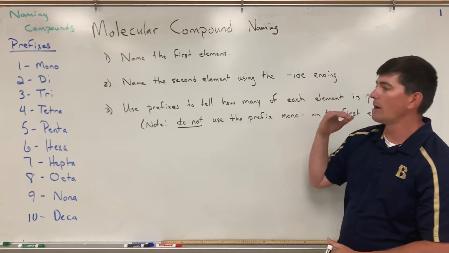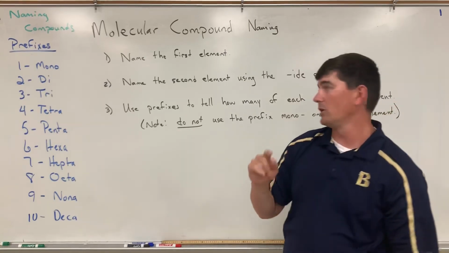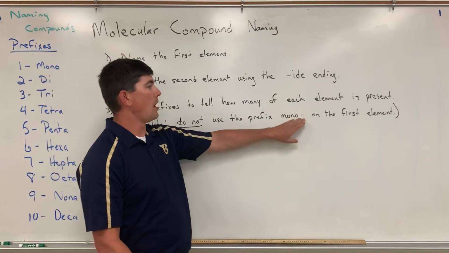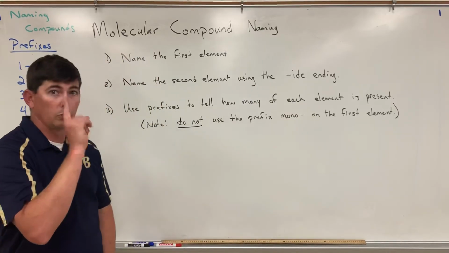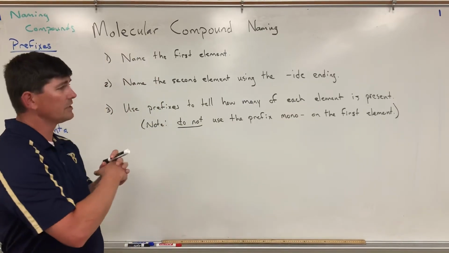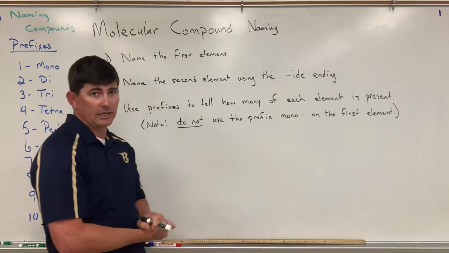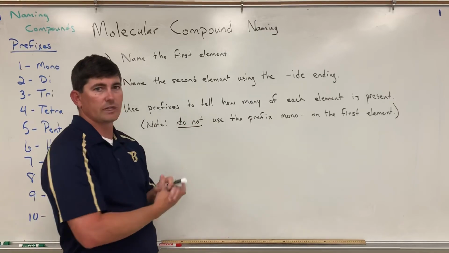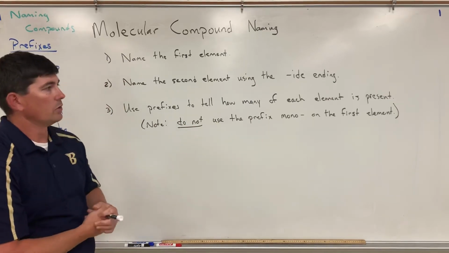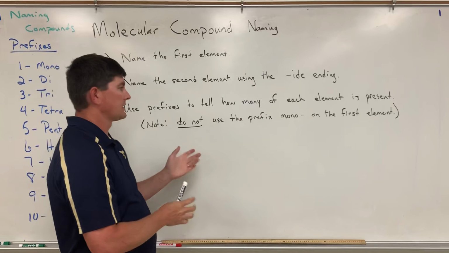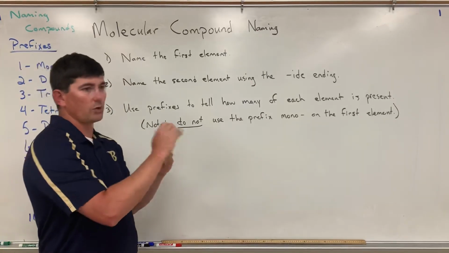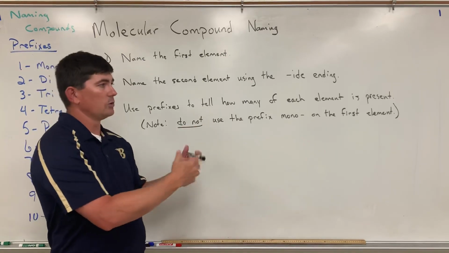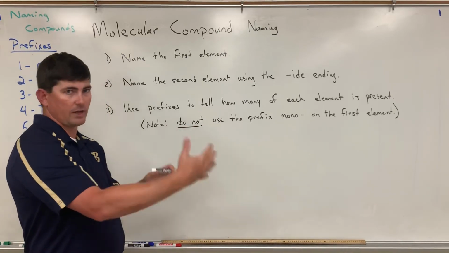The only time we do not use a prefix, there's one time we don't use a prefix, is that we do not use the prefix mono on the first element. So if there's only one of the first element, then we just say what that element is, okay? If there's more than one, then we would use a prefix for the first element as well, okay? So we'll look at a couple examples here. The first thing we're going to do is, given the name, write the formula, and then we'll do a couple examples where, given the formula, write the name, okay?